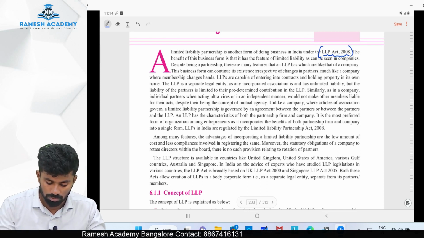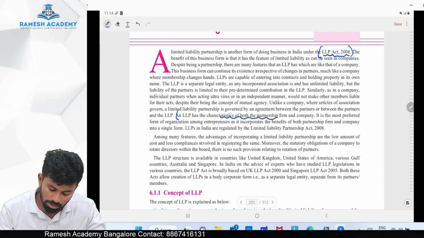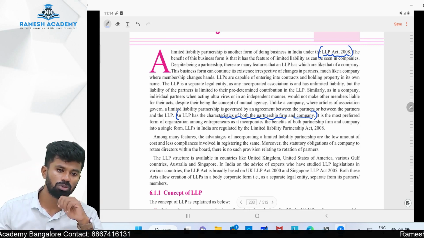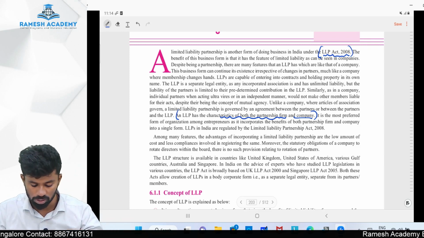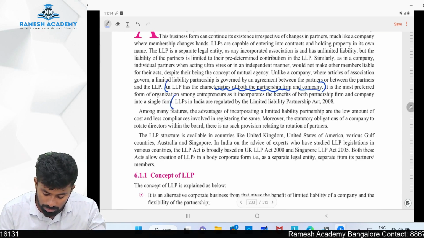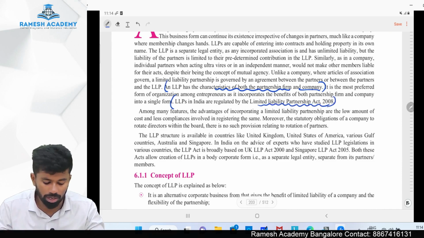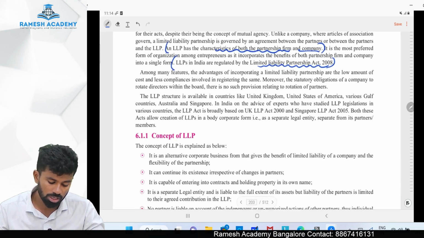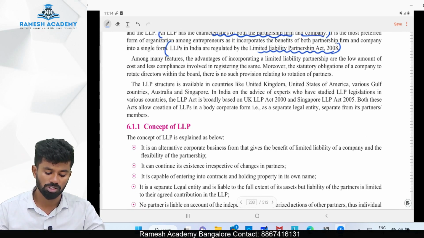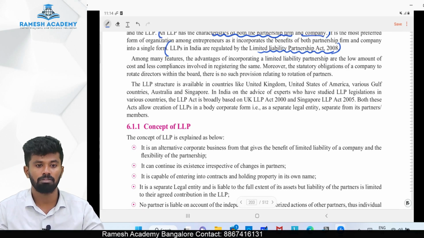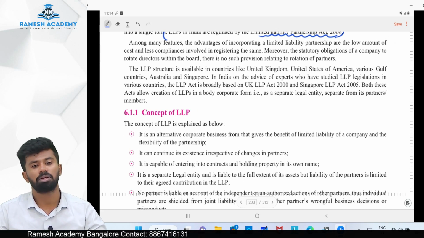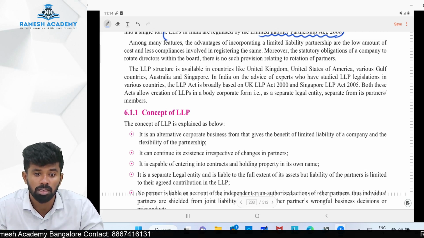LLPs have the characteristics of both partnership firm as well as company. That is why we can say LLP is a hybrid structure of both company as well as the partnership firm. It's a combination of partnership firm and the companies. And the LLPs are regulated by the Limited Liability Partnership Act 2008. LLP structure is available in countries like United Kingdom, United States, various Gulf countries, Australia and Singapore. In the same way, in India, we have the LLP structure which is regulated by the LLP Act 2008, which came into force from the year 2009.